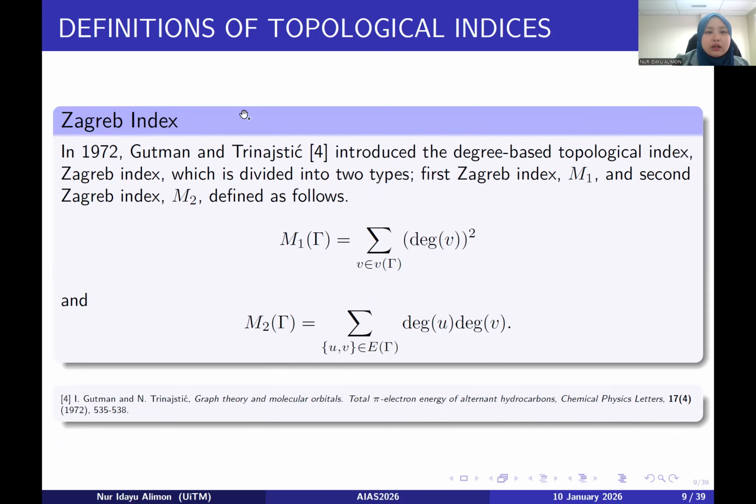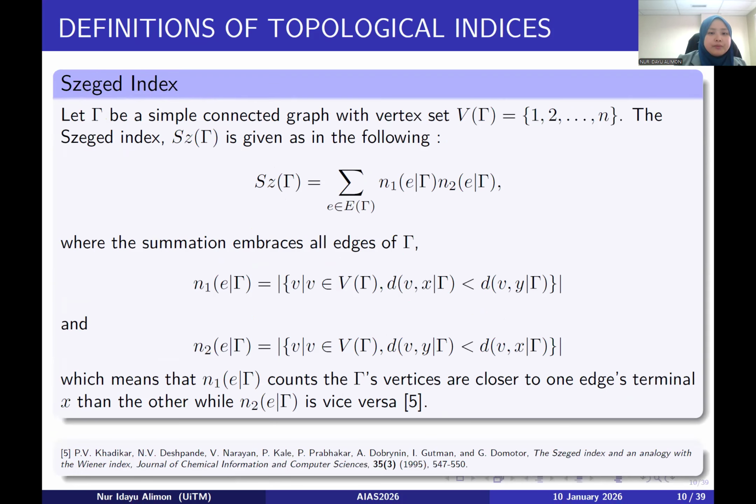Okay, so this is the degree-based topological index, which is the Zagreb index. It was introduced by Gutman in 1972. The Zagreb index is divided into two: the first Zagreb index and the second Zagreb index. The first Zagreb index is the summation of degree of v squared. However, for the second Zagreb index, we need to multiply degree of u times degree of v, where u and v are the adjacent vertices in the graph.